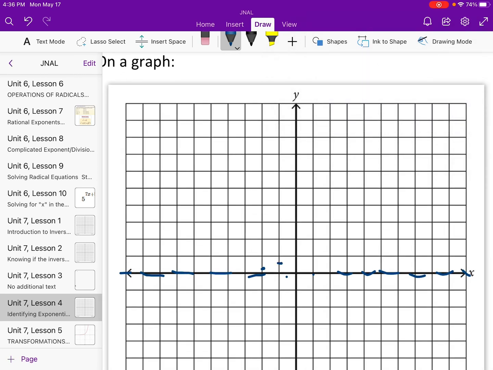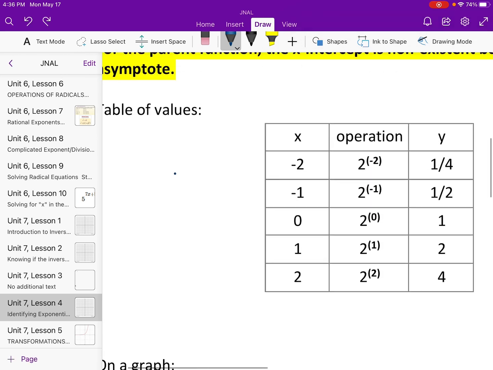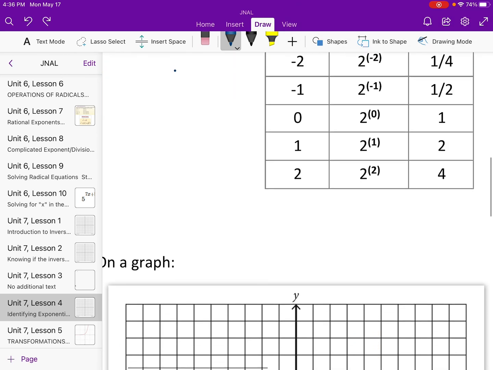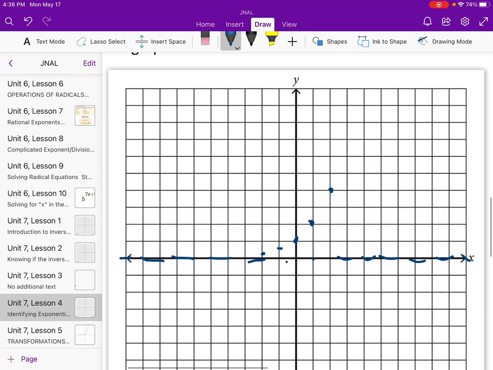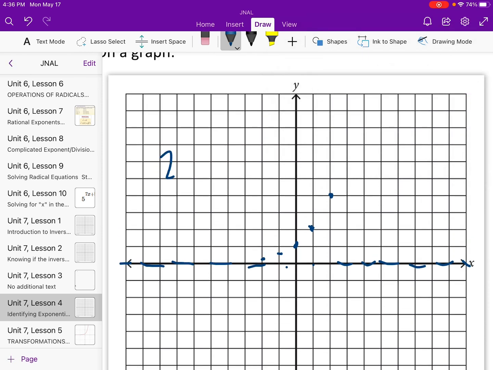So you can see, so far, we have little growth, but then it takes off. Once we get over here, you'll see. Then we have (0, 1). That's our y-intercept. We have (1, 2), and then we have (2, 4). And if we were to continue that, we would have (3, 8) also. Because if we did 2 to the 3rd power, we get 8. So we would get that.